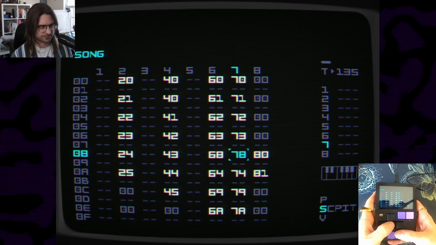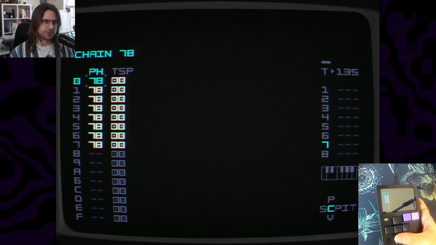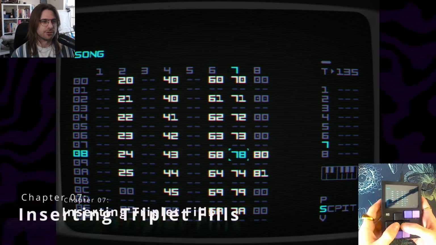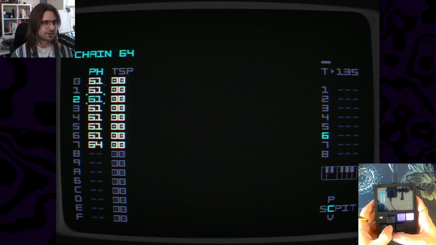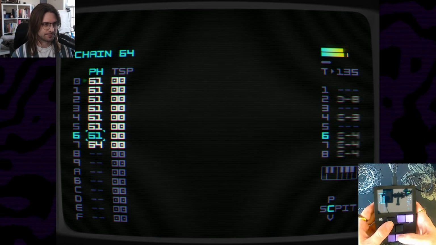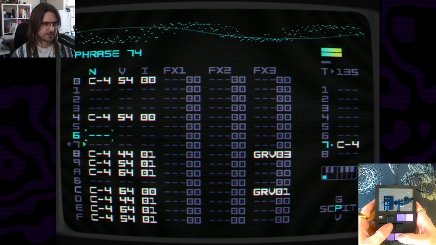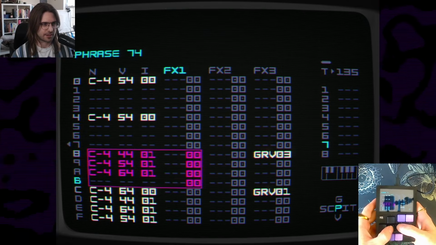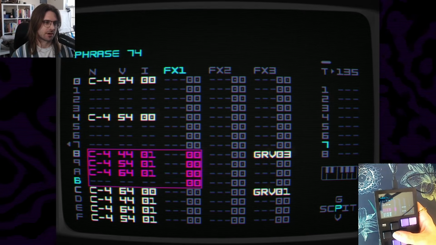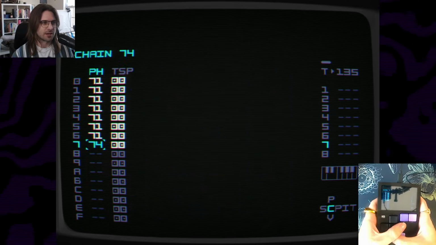So we've covered blanket applying grooves to your entire pattern, but you can also insert a groove temporarily to do something like a triplet fill. If we listen to the end of this phrase right here, these steps right here are going to be a triplet. So these 3 notes are occurring over the span of a quarter note, which would make them an 8th note triplet.